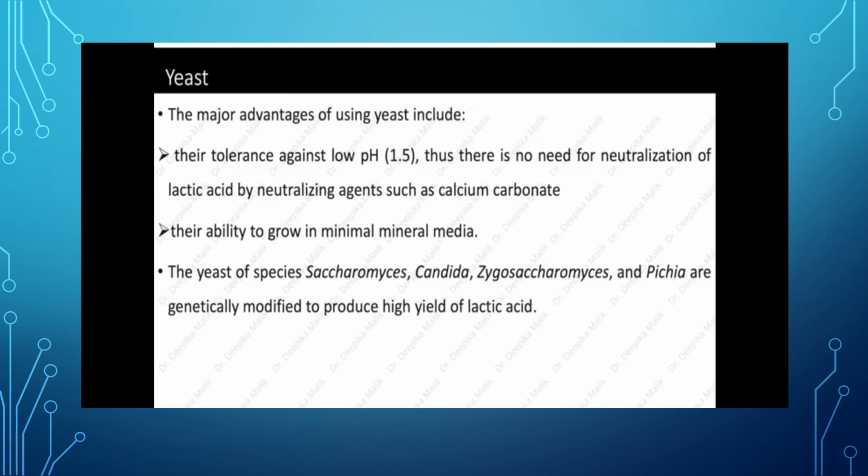Yeast, Saccharomyces cerevisiae, is also commonly used. The major advantage of using yeast is their tolerance against low pH, which means this yeast can tolerate low pH conditions. It has the ability to grow in minimal mineral mediums, and various species of yeast are commonly used for the production of high yield of lactic acid.